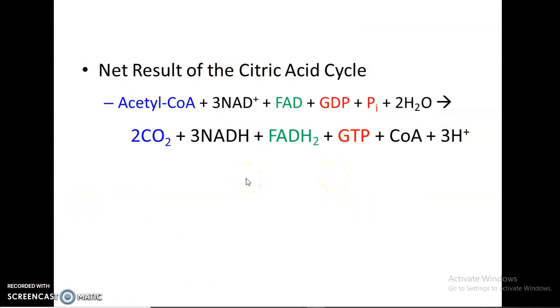Net result of the citric acid cycle: acetyl-CoA plus 3 NAD+. This plus indicates this nicotinamide adenine dinucleotide is in the oxidized state, plus FAD, which is again the oxidized form, plus GDP plus inorganic phosphate. This i indicates inorganic, and P indicates phosphate. So inorganic phosphate plus 2 water molecules, then to the product side, 2 carbon dioxide plus 3 NADH plus FADH2 plus GTP plus CoA plus 3 hydrogen ions.